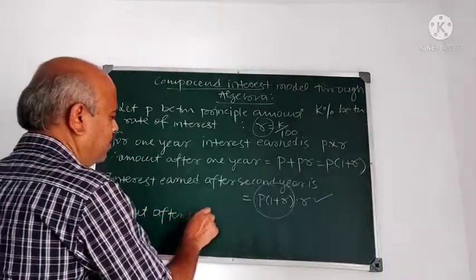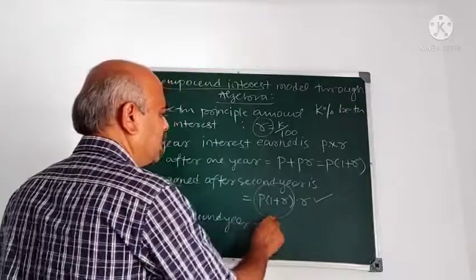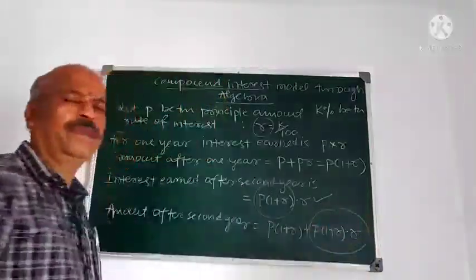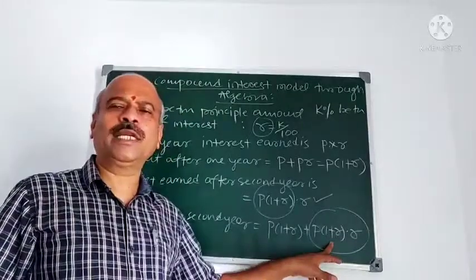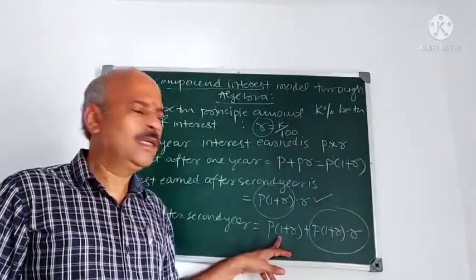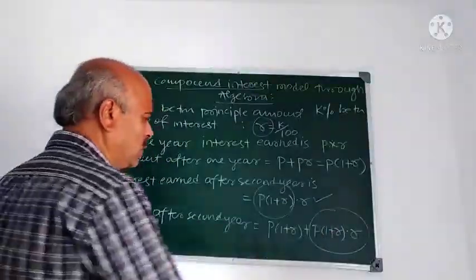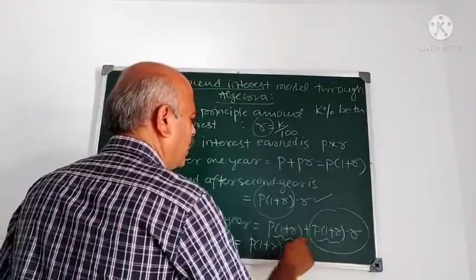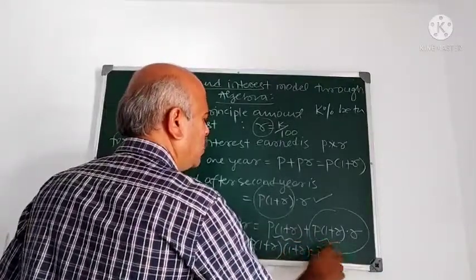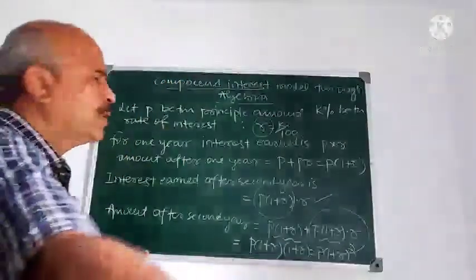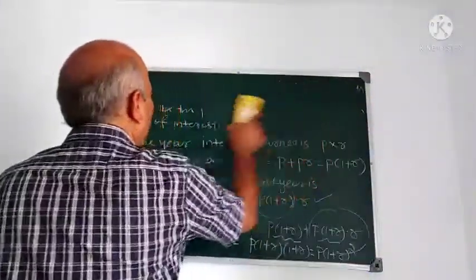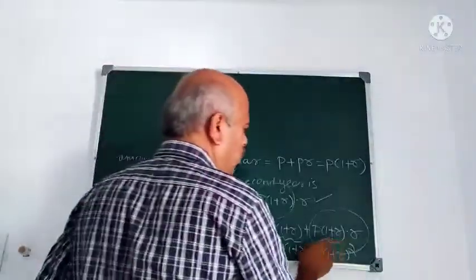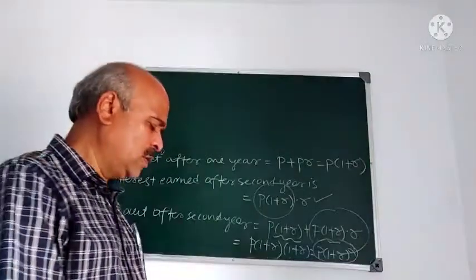Therefore, what is the amount after the second year? At the end of the second year it is P into 1 plus R plus P into 1 plus R into R, because this is the interest for the second year. What is the capital? P into 1 plus R. So at the end of the second year, what is the total amount? Total balance is P into 1 plus R common, 1 plus R common, into 1 plus R. Therefore it is P into 1 plus R whole square. So if you invest amount P in the beginning, at the end of the second year the total amount is P into 1 plus R whole square.